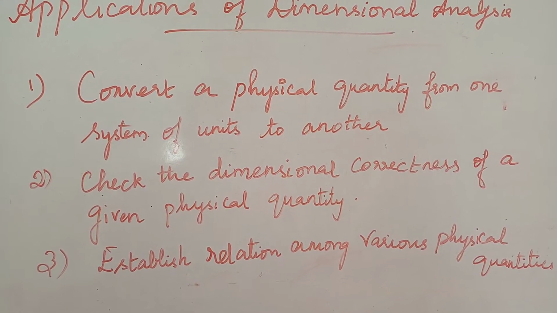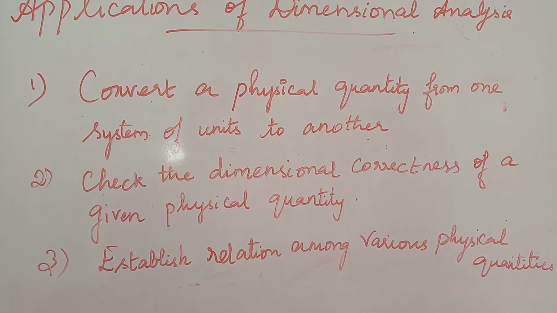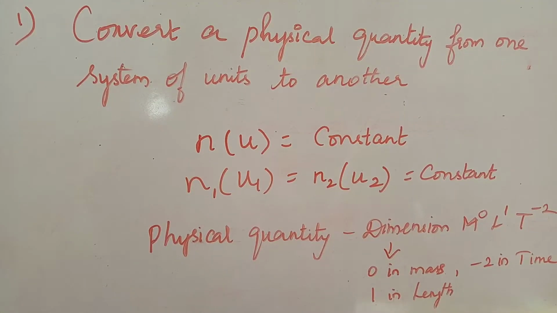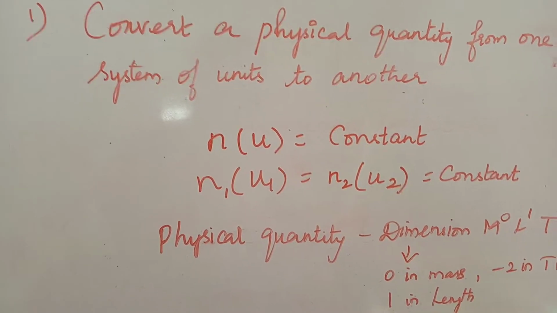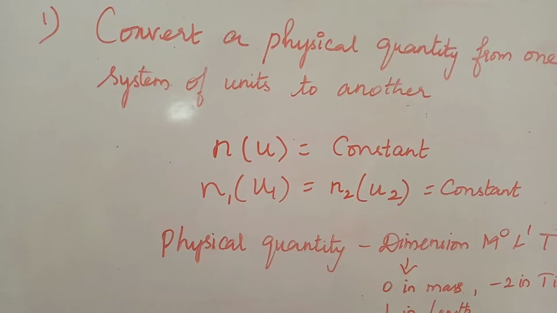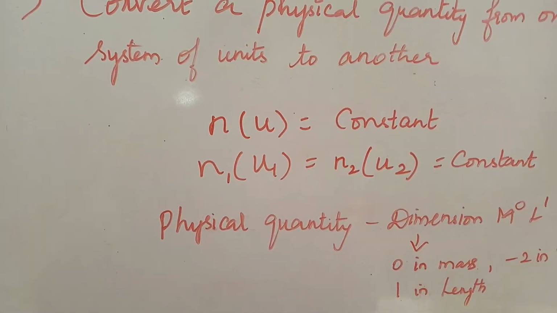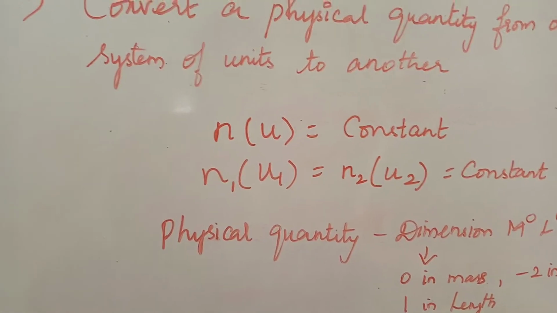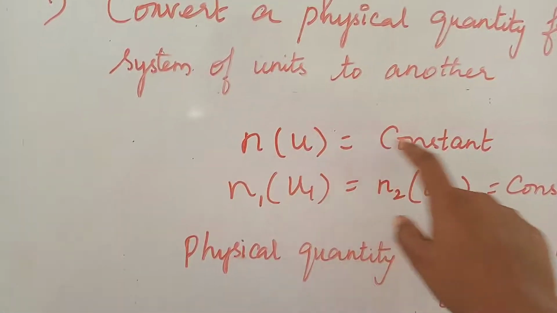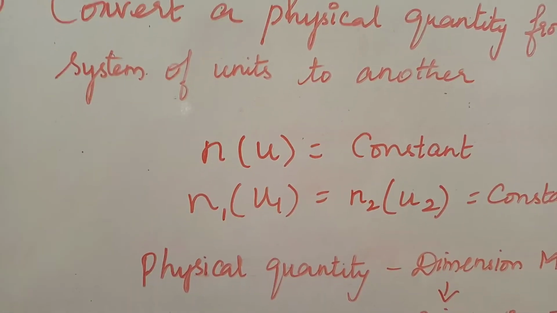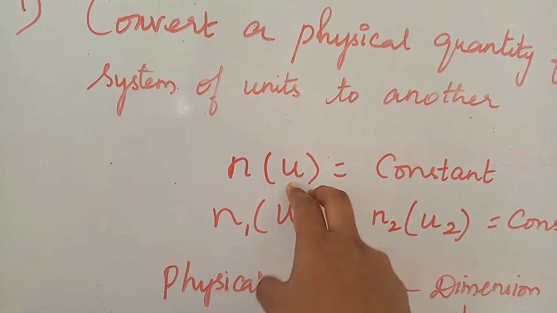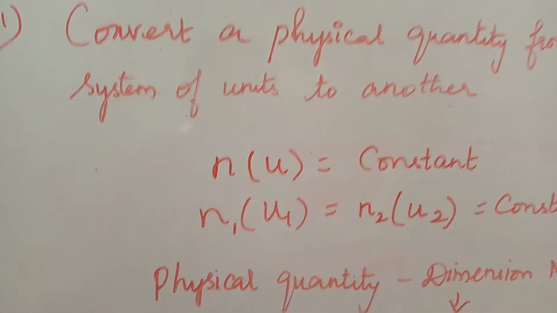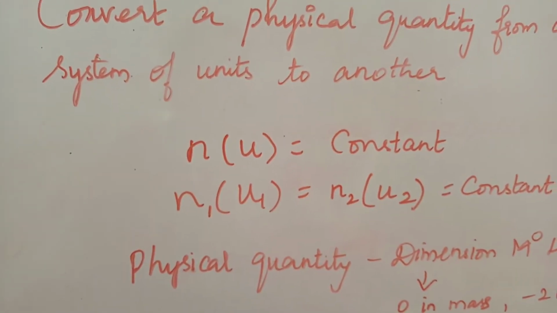First, we will start with the conversion of a physical quantity from one system to another using dimensional analysis. To convert a physical quantity, consider the fact that for any physical quantity, the number into the unit will be a constant value. That is, n is the number, and n into unit will give a constant value. Without considering the unit, when you have any number and multiply it with that unit, that value will be a constant, so it will not change.